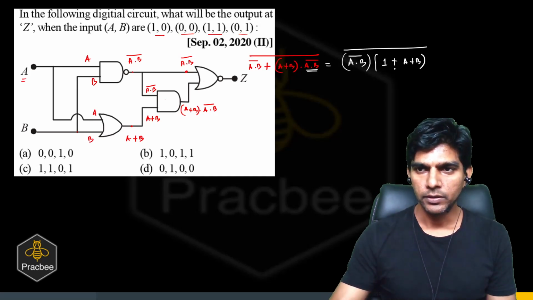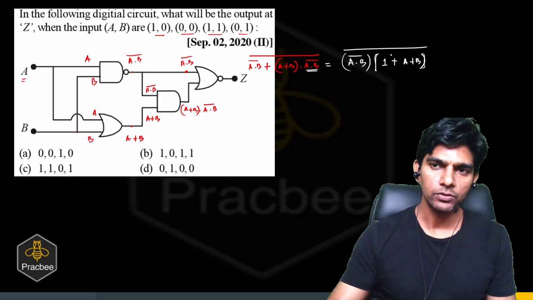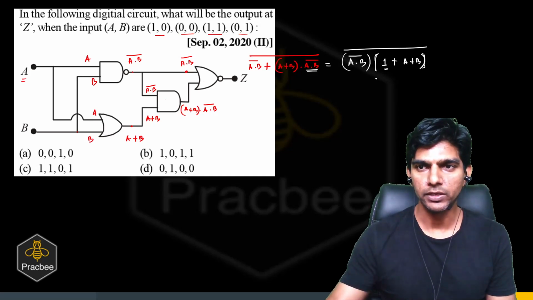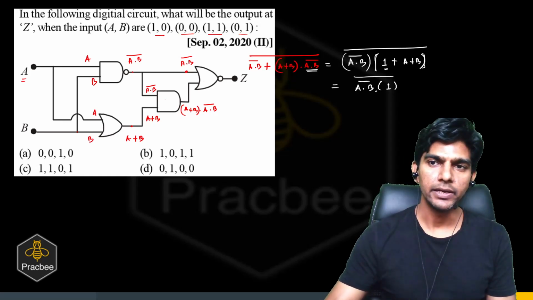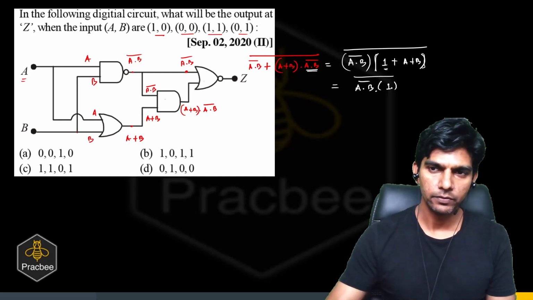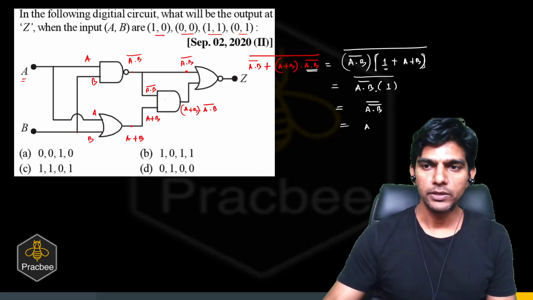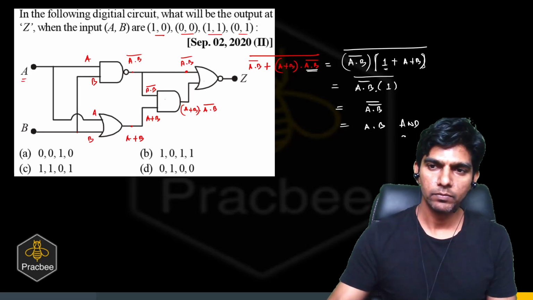Can you see in this factor, we have 1 plus A plus B. We know that if any input is 1 in case of an OR gate, then the result is high. So we can replace this with 1. So we will get A dot B bar times 1. And we know that if we multiply any input with high, we get the same output. So it will be A B bar whole bar, so there will be a double bar here. And this is nothing but A B, and A B is the AND gate.